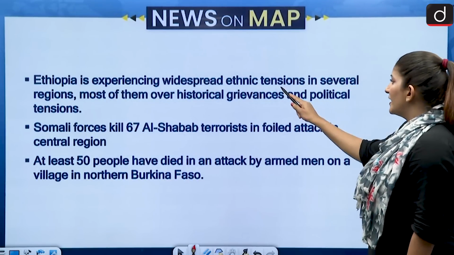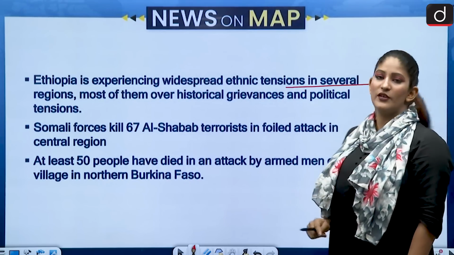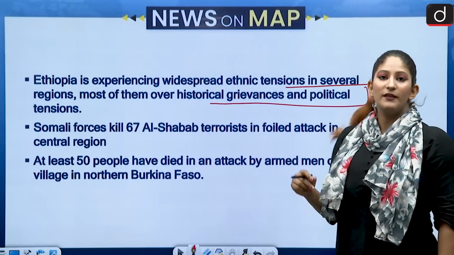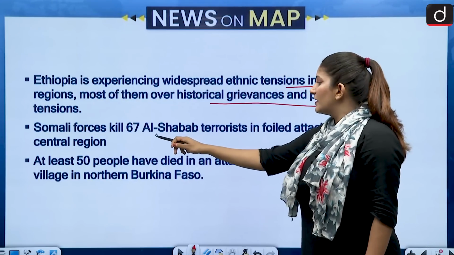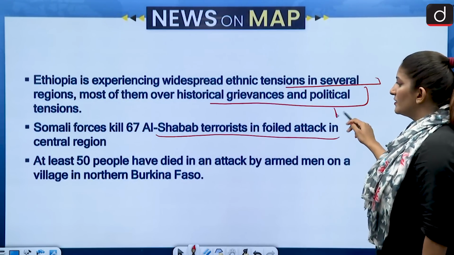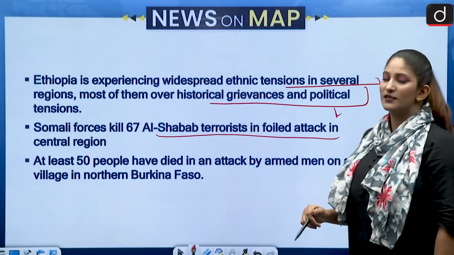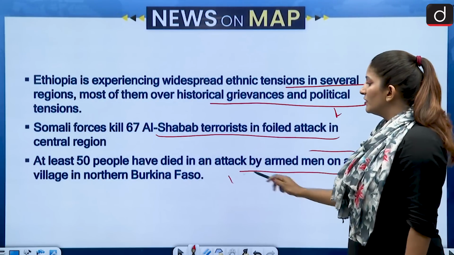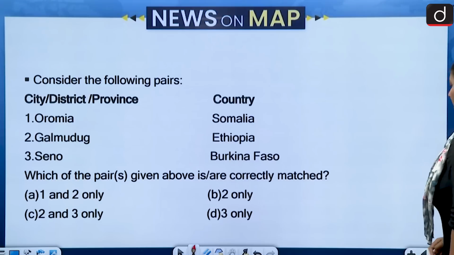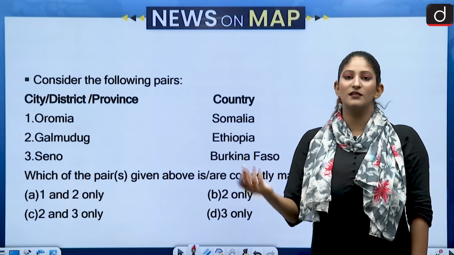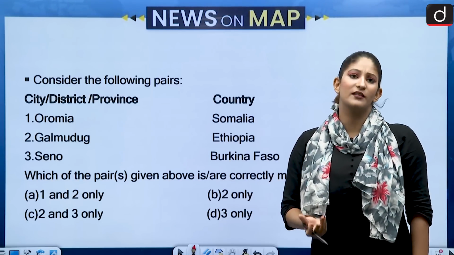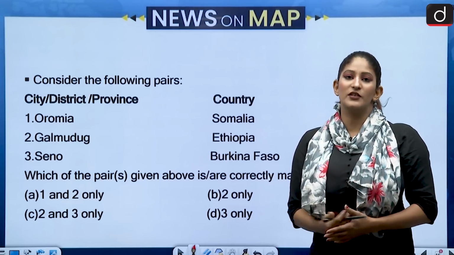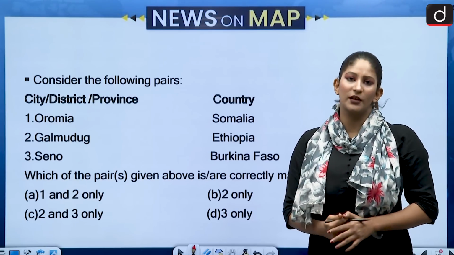Ethiopia is experiencing widespread ethnic tension in several regions, most of them over historical grievances and political tensions. Somali forces have killed 67 Al-Shabaab terrorists in a foiled attack in the central region. At least 50 people have died in an attack by armed men on a village in northern Burkina Faso. So these countries have been in turmoil for many years, and they still are. The discord in the African region is mainly because of economic and political reasons.